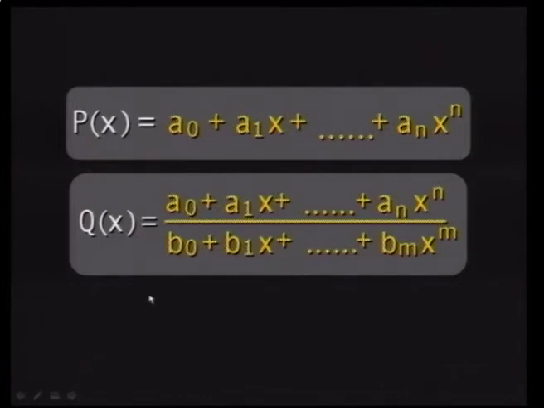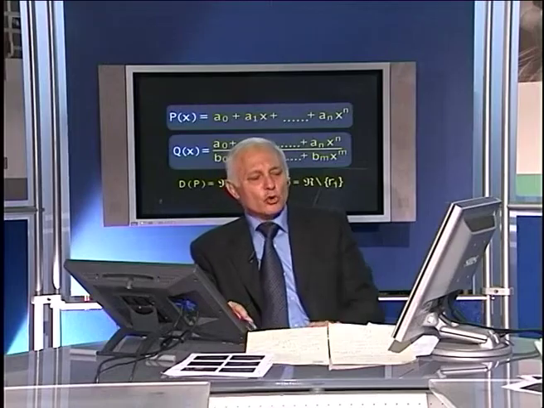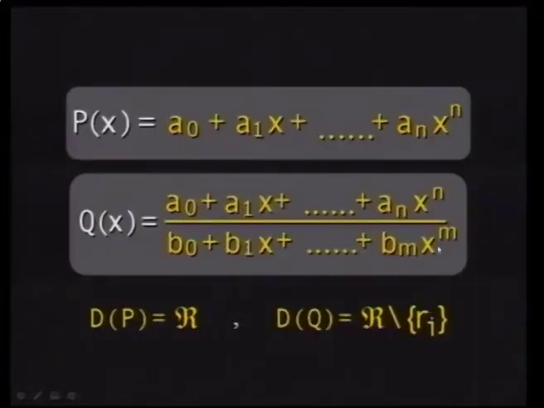And for this function here, the domain is R. The one at the top also has the domain R. The one at the bottom here has the domain R, except you have to exclude those roots of the denominator. So the domain of Q is R, except the roots Ri, meaning the roots at which the denominator is equal to 0.